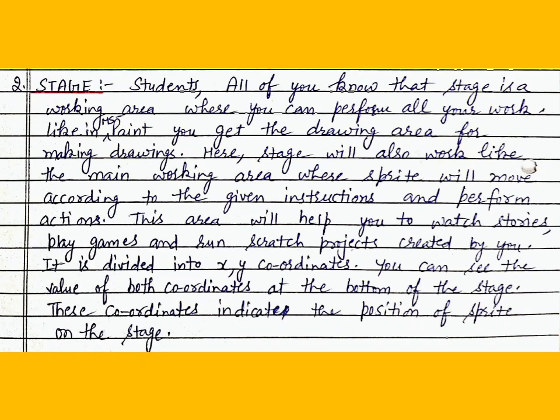It is divided into X, Y coordinates. You can see the value of both coordinates at the bottom of the stage. These coordinates indicate the position of the sprite on the stage.